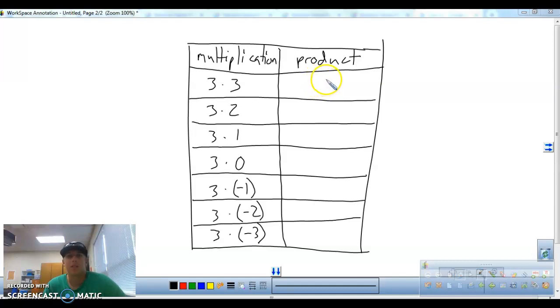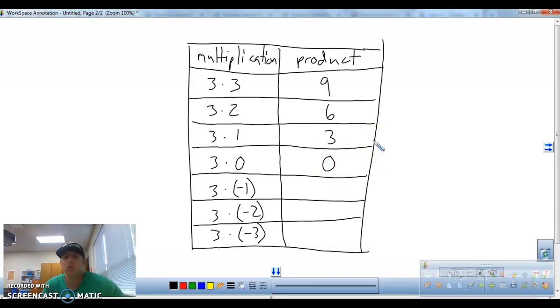So 3 times 3, that gives you 9, right? We already know that one. We also know 3 times 2 gets you 6. We know 3 times 1 gets you 3. 3 times 0, well, anything times 0 gets you 0, okay?